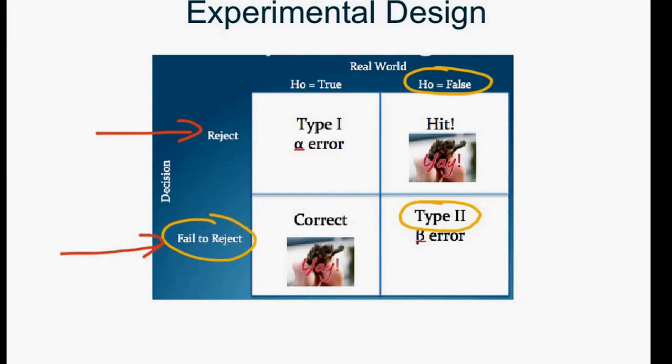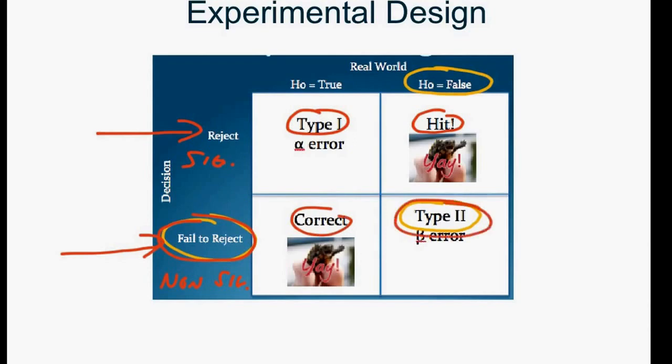Anytime you reject the null, anytime that you say a difference is significant, then you might be making a type 1 error. You can't make any other type of error. You might be right, but you might be making a type 1 error. Anytime that you fail to reject the null hypothesis, or say that it is non-significant, then yes, you might be correct, but you might be making a type 2 error. You can't be making any other type of error in there.